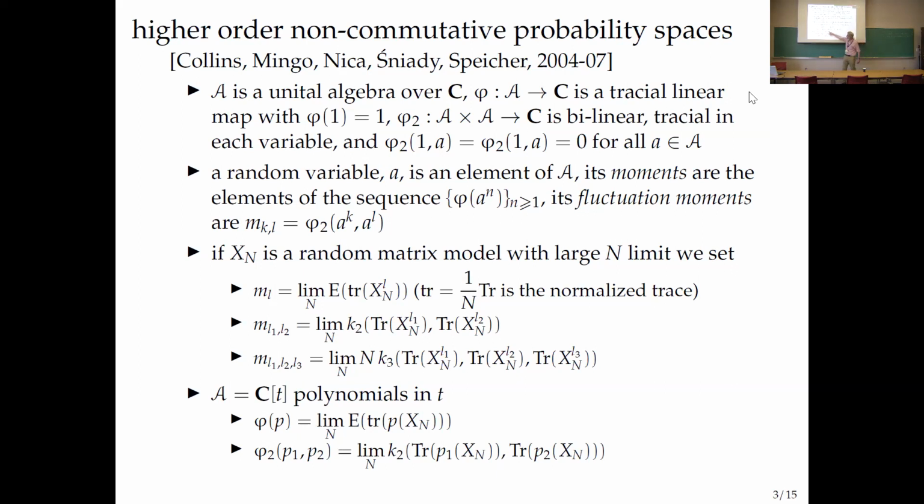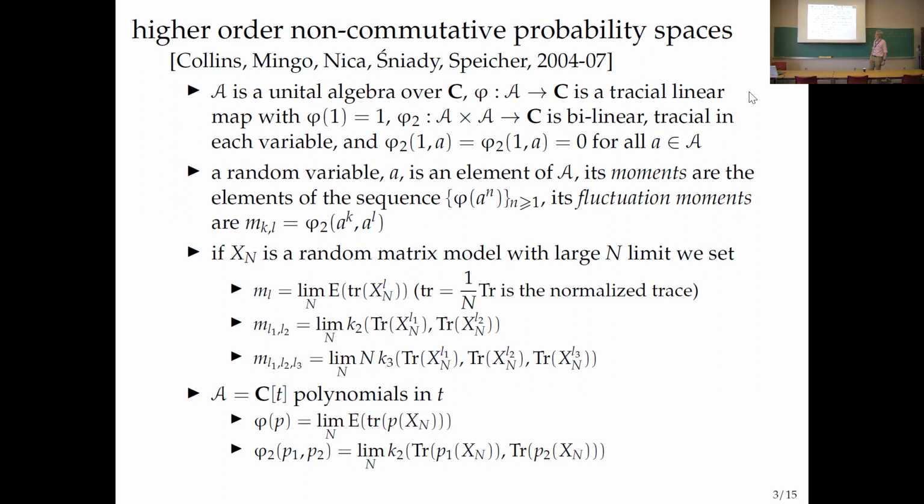Then you can take this third cumulant of traces of powers. Again, to make the scaling come out right, you have to amplify it by multiplying by n. Otherwise, it goes to 0, and you get a third order moment, m sub L1, L2, L3.